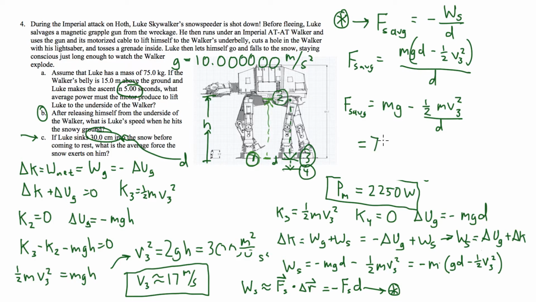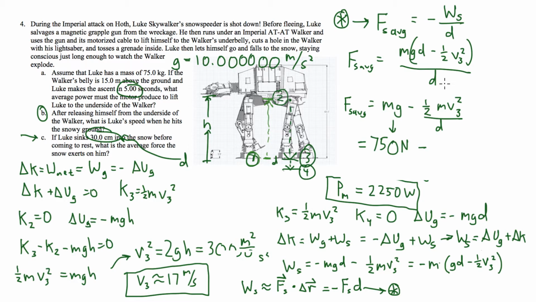You don't know the Hoth is the same as Earth. I know more about Hoth than you do, I promise you. All right, so 750 newtons for this term. And then for this term, well, can't do that in my head. Okay, so the 1/2 v squared, with v3 squared being 300, divided by 2 is 150. And then times Luke's mass of 75 is a number I cannot do in my head.